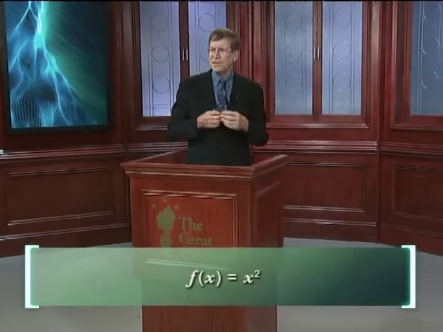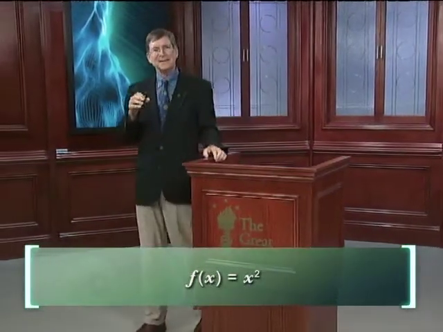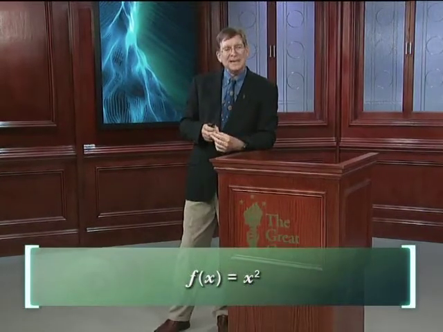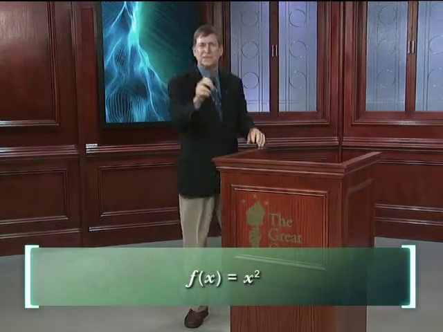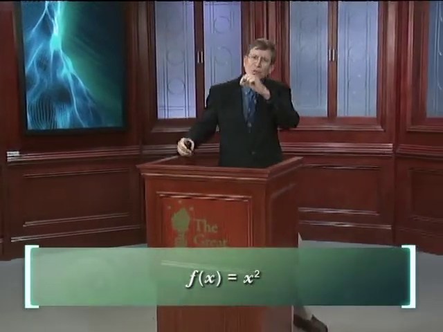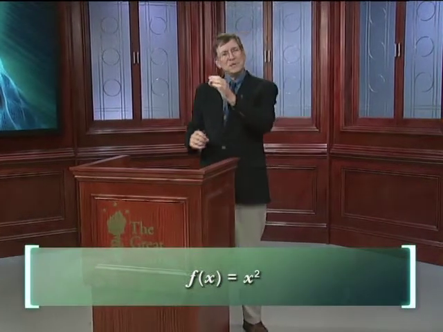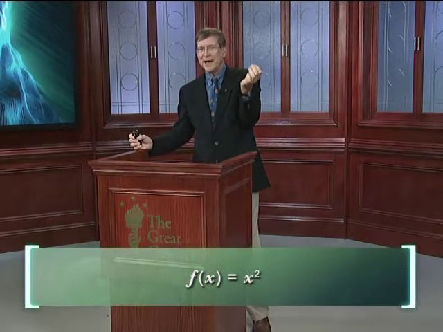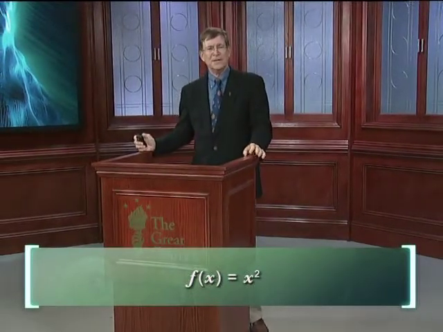Let's do a couple of examples. We've seen this function before. It was f of x equals x squared, our parabola. And this is a function whose domain is all real numbers. You're allowed to plug in any x value you want into this function, and out comes the square of that x value. And you notice that the values that come out are never negative. In fact, the range would be all non-negative real numbers.